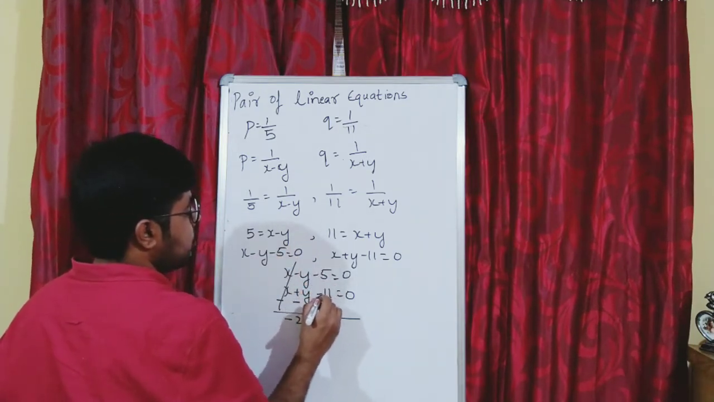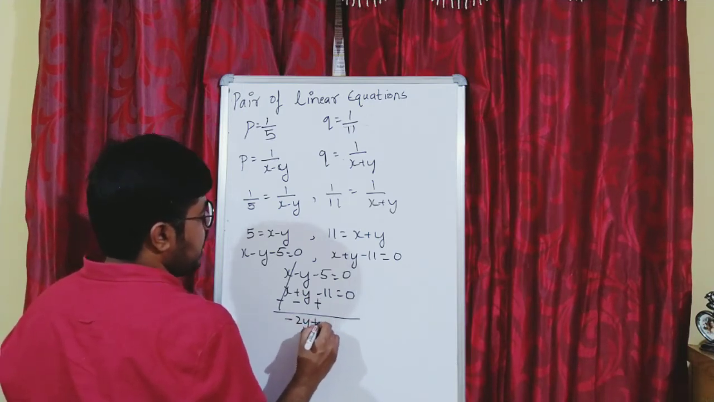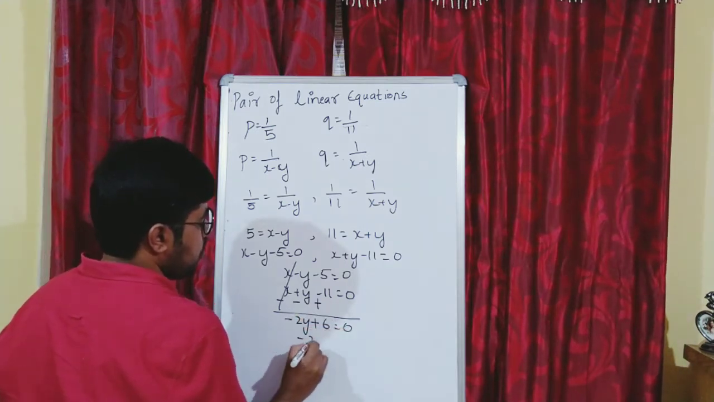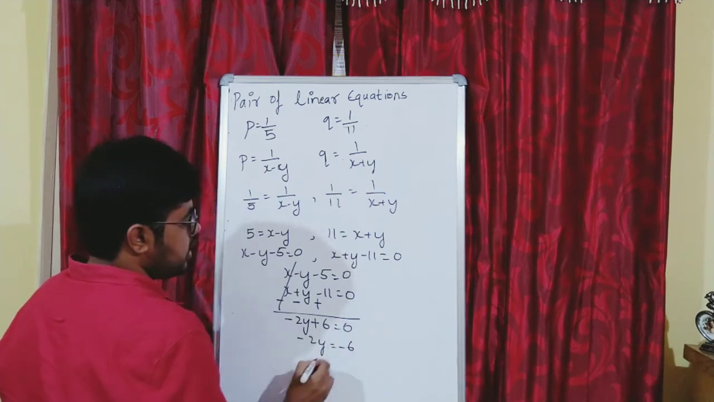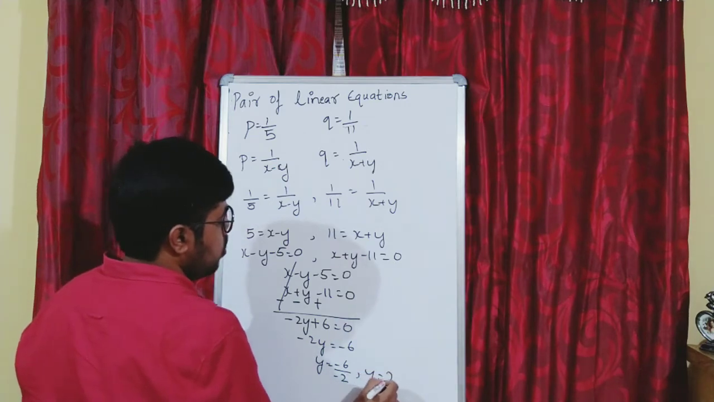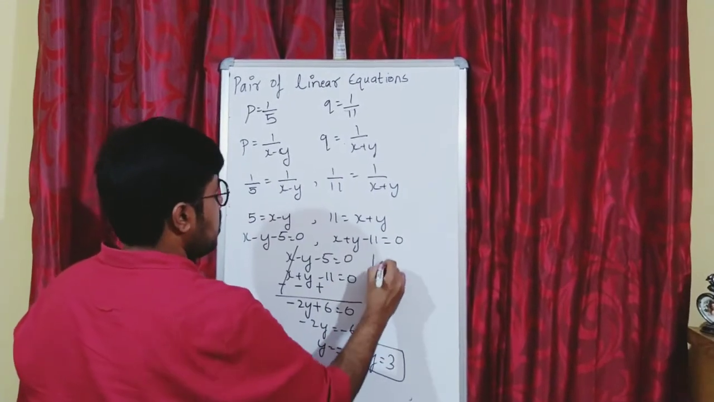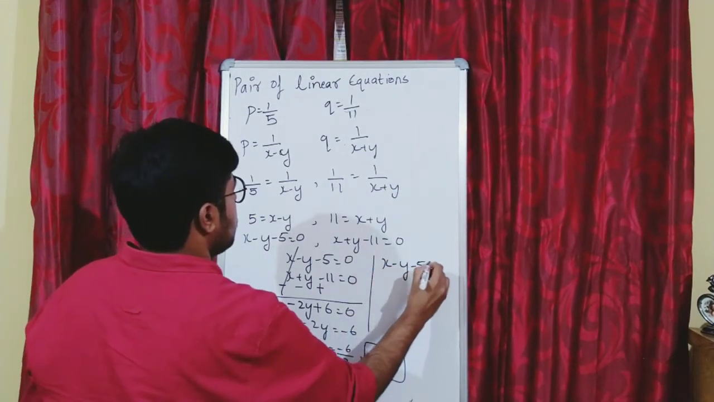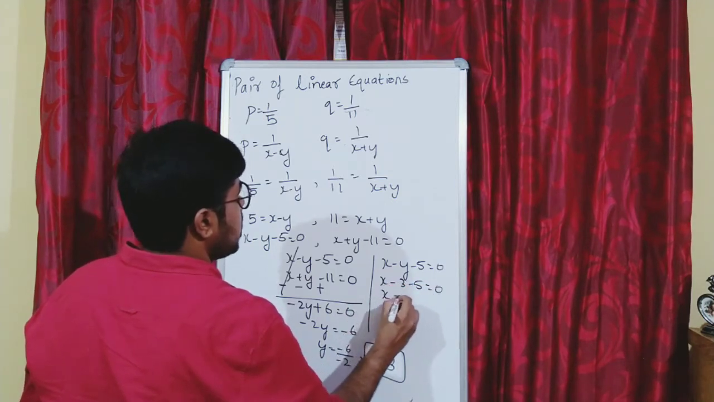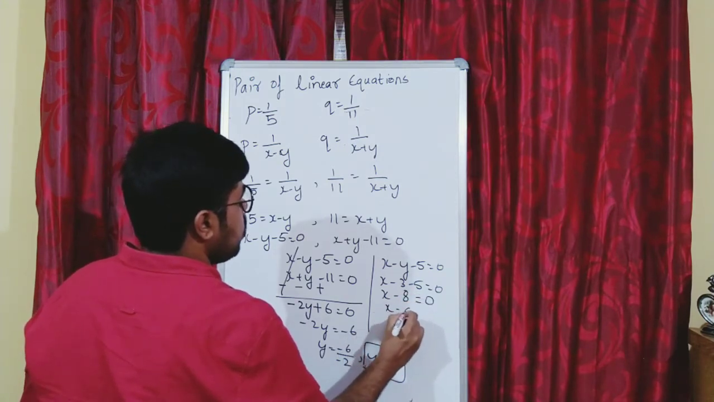So this becomes minus 5 plus 11, opposite signs. So 11 minus 5 is 6, greater number is 11, in front of it is plus sign, therefore 6. Next it will be minus 2y equal to 6, y is equal to 6 by minus 2, therefore y equal to minus 3. Okay, and what is x? Take any of the equations. I have taken the first equation here. So x minus 3 minus 5 equal to 0. x equal to 3 plus 5, which is 8, so x equal to 8.